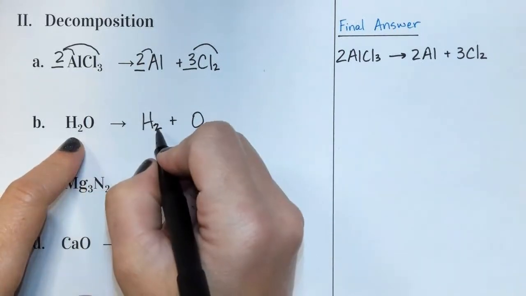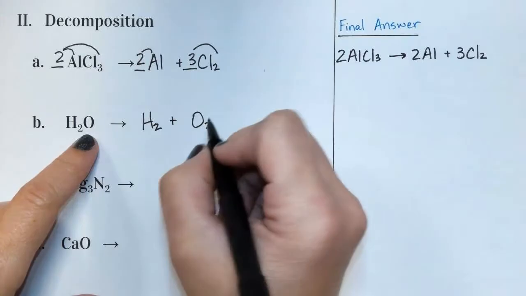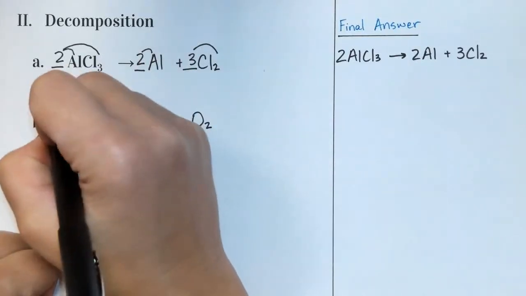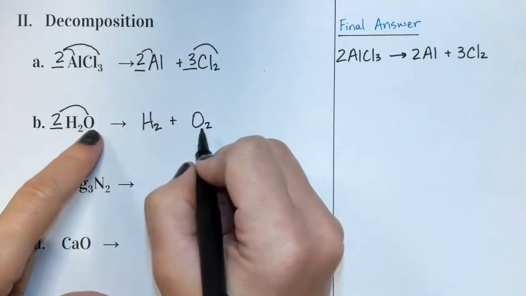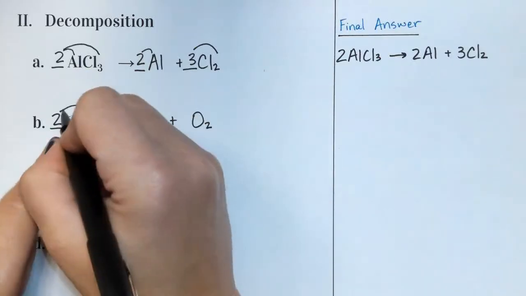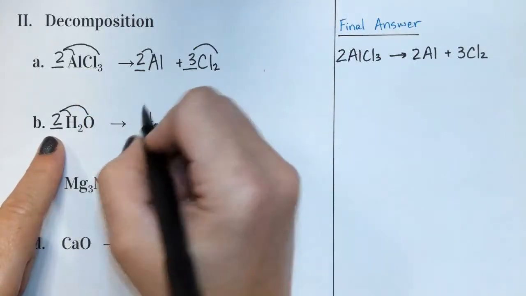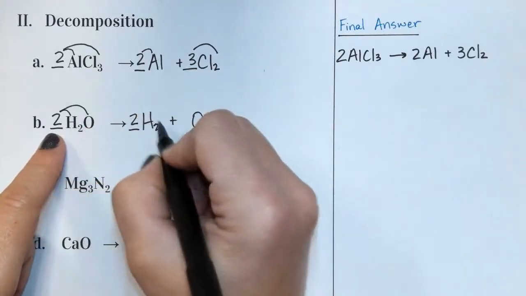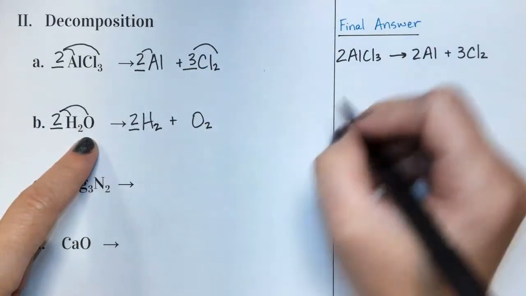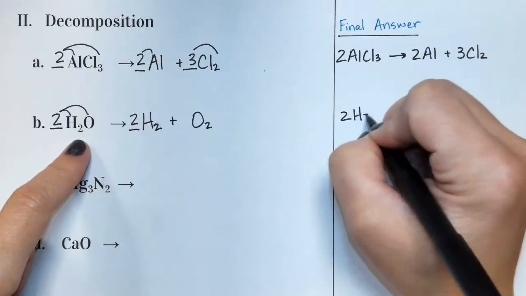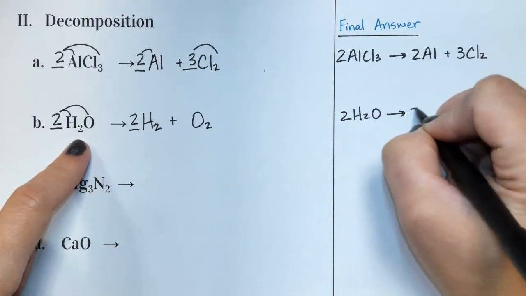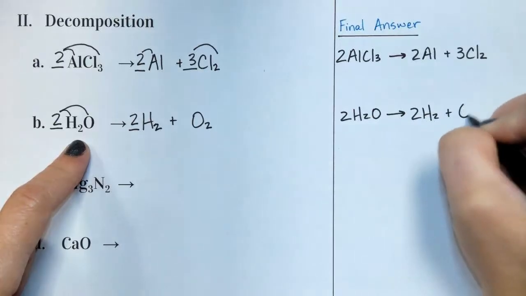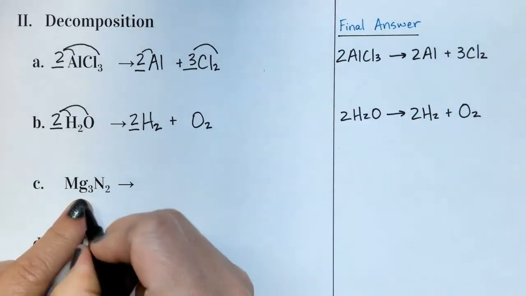2 hydrogen, 2 hydrogen. 1 oxygen, 2 oxygen. We're going to have to put a 2 here in order to have a balance of my oxygens. But this modifies hydrogen. 2 times 2 is 4, so we're going to need a 2 here. And now we have 4 hydrogen, 2 oxygen, 2 oxygen. Final answer is going to be 2 waters yields 2 hydrogens plus 1 oxygen.